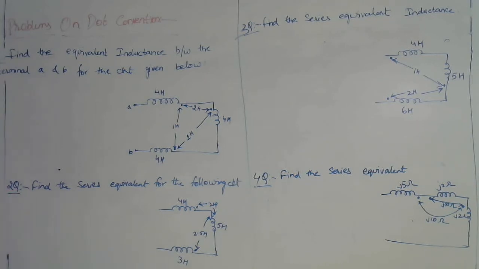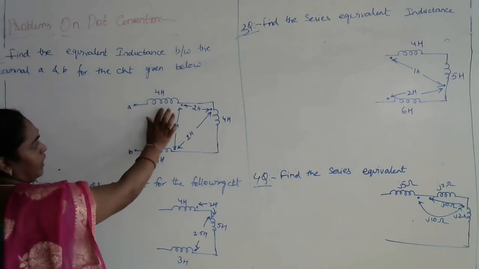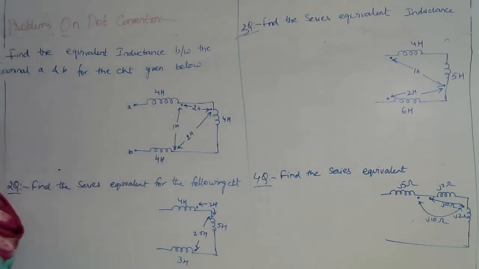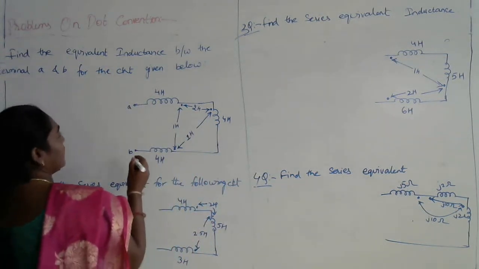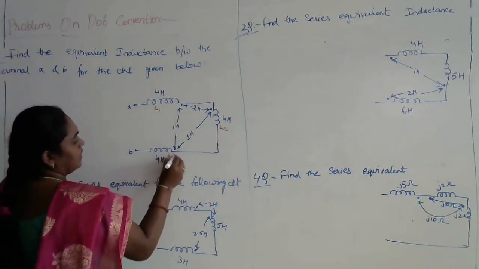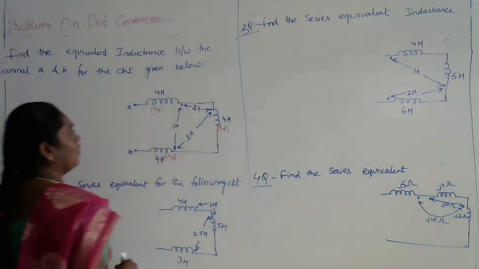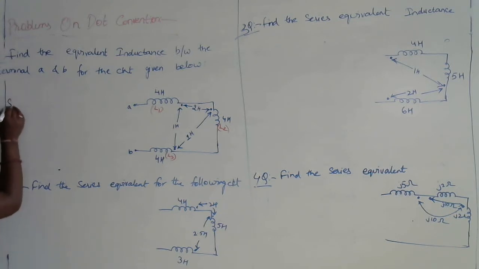Here, if we observe, the first circuit is an inductance circuit consisting of three inductors. One is 4 Henrys, the second is also 4 Henrys, and the third is also 4 Henrys. These 4 Henry values are self-inductances: this is L1, this is L2, this is L3. As I have told you just now, we need to find the equivalent inductance between the terminals A and B.